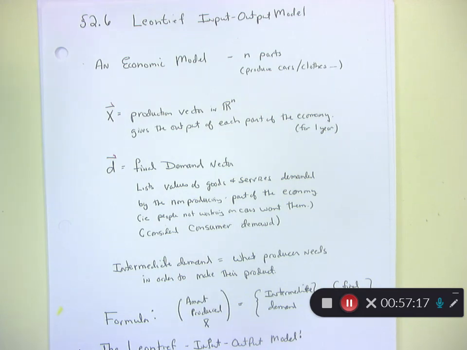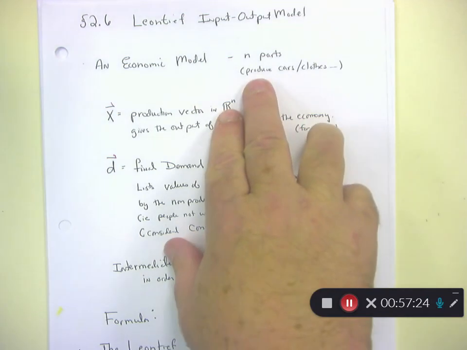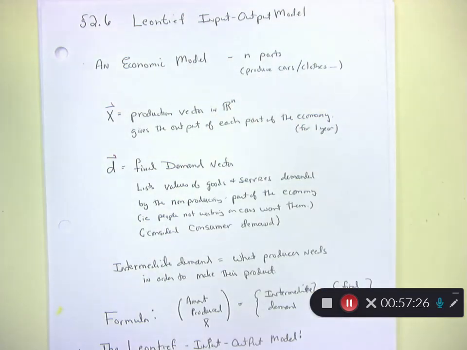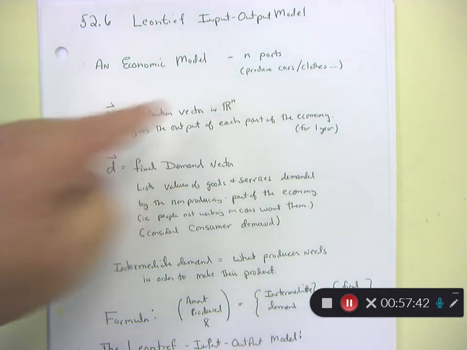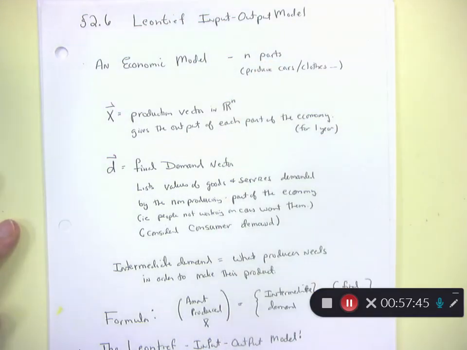So the Leontief input-output model is an economic model that has n parts. You're going to have some kind of production, whether it's cars, clothes, whatever. So we have another whole section of doing word problems, but it's a special type of economic problem. You are going to get some kind of interesting square stuff out of this with these n parts.